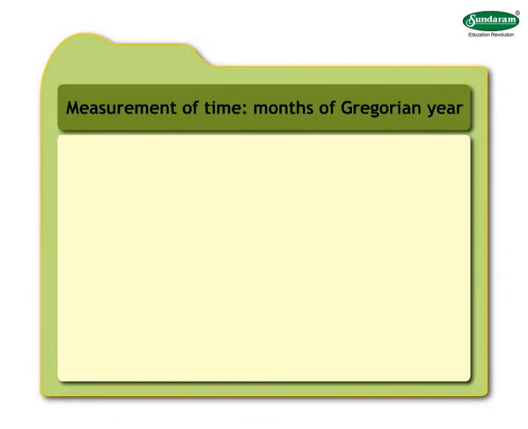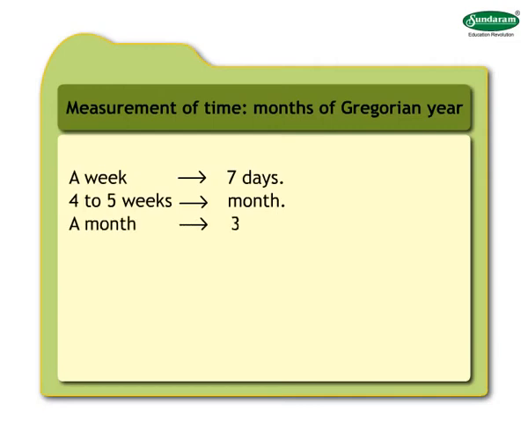Measurement of time, months of Gregorian year. Let us go still further in measuring time. A week has 7 days, and 4 to 5 weeks make a month. A month has 30 or 31 days. 12 months make 1 year.